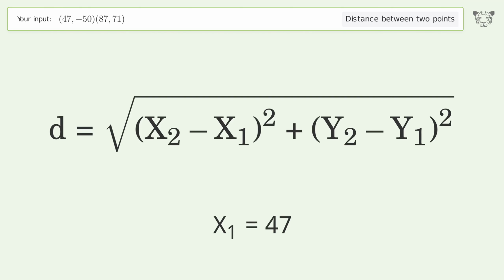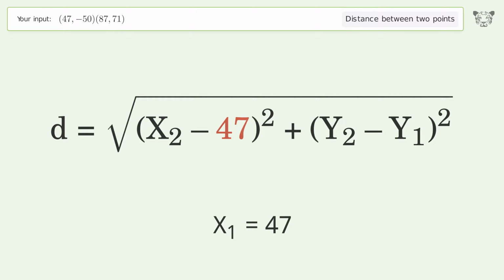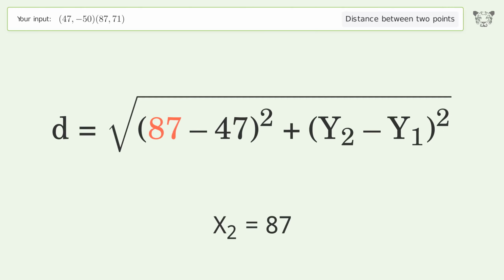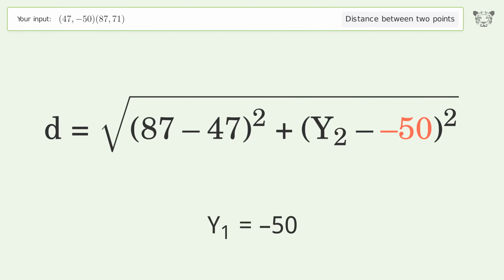x1 equals 47. x2 equals 87. y1 equals -50. y2 equals 71.